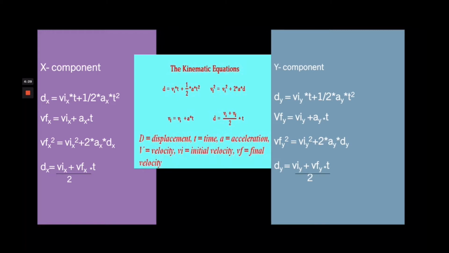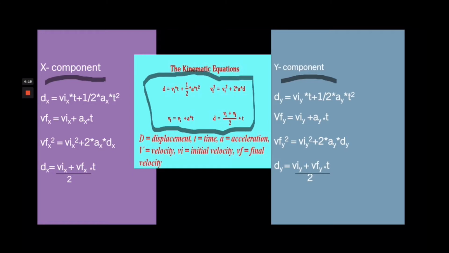One for the x component and the other for the y component. Now, if you take a look at this equation, we simply put an x subscript here. This is to indicate that this is for the x component. And then we put a y subscript here. That would indicate that this equation is for the y component.